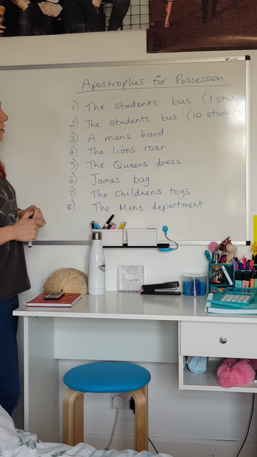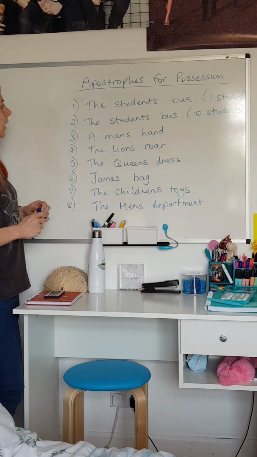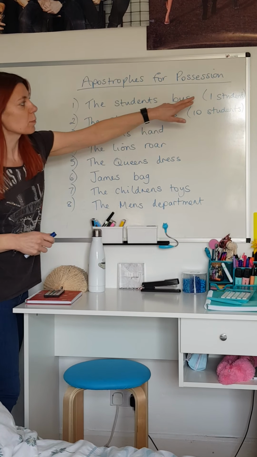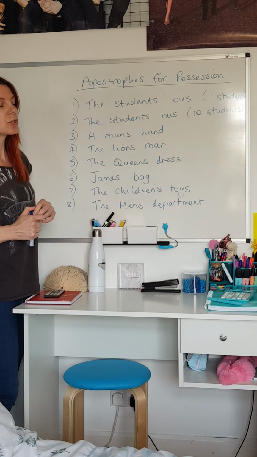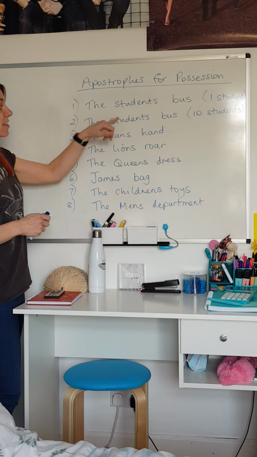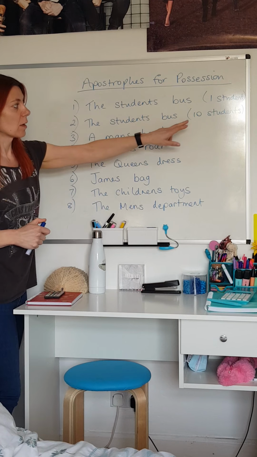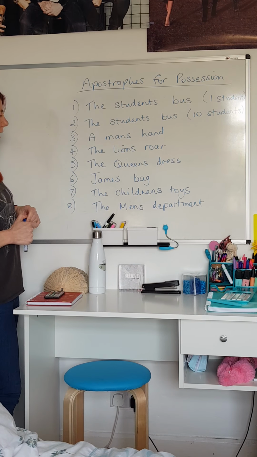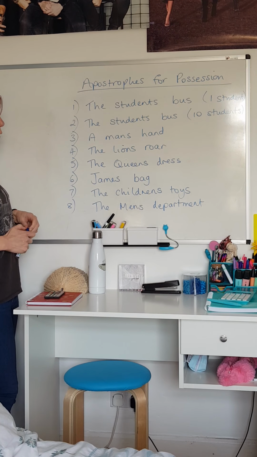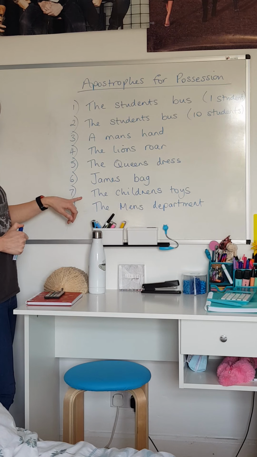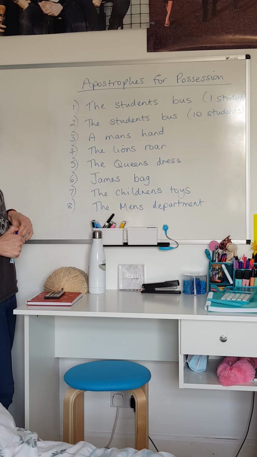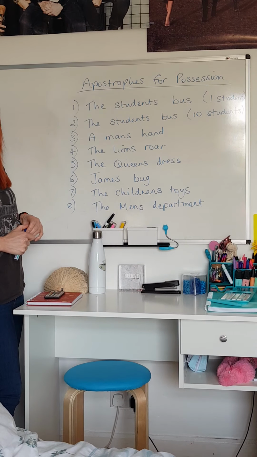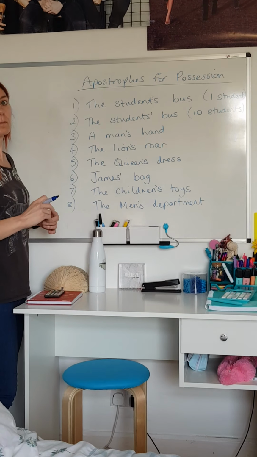Okay, so the ones that I'd like you to have a go at, there are 8 on here. So we've got the student's bus, but this time we're just talking about one student. Number 2, the same words, the student's bus, but this time we've got 10 students. Number 3, a man's hand. Number 4, the lion's roar. Number 5, the queen's dress. James's bag. Number 7, the children's toys. And the final one, the men's department, like in a shop. Okay, have a go at those.